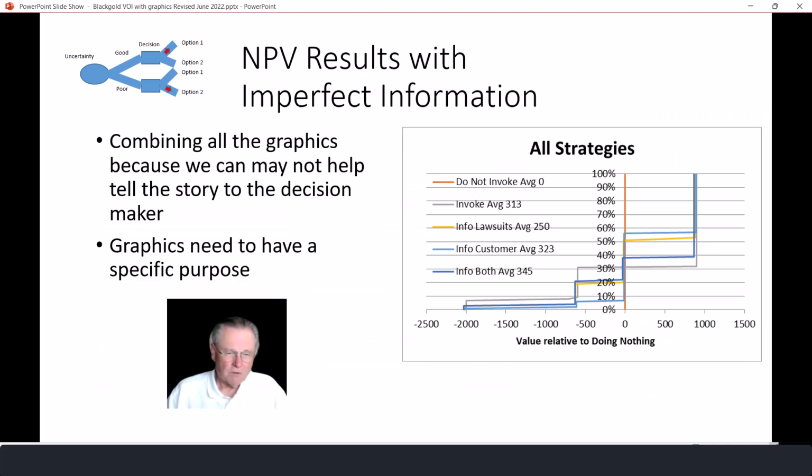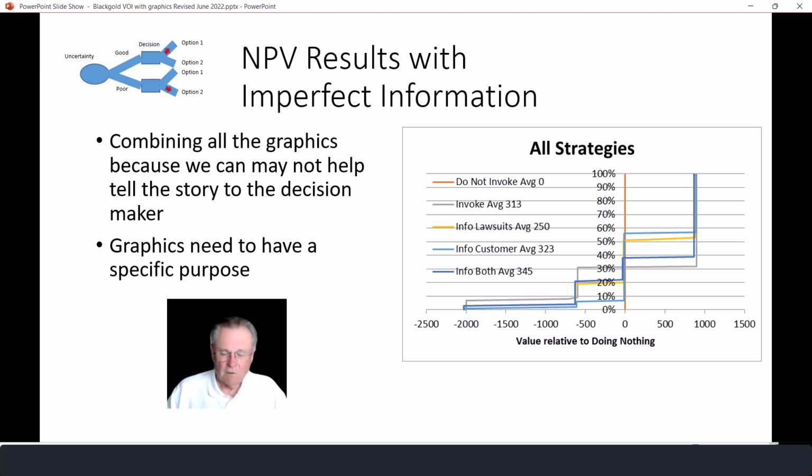Now, I could take all those graphs I just showed you and put them together in this one graph. But just because you can, you shouldn't necessarily do it. It needs to be adding value to the decision maker so he can easily understand it. If I have to spend 5 minutes explaining it to him or them, it's not a good chart.